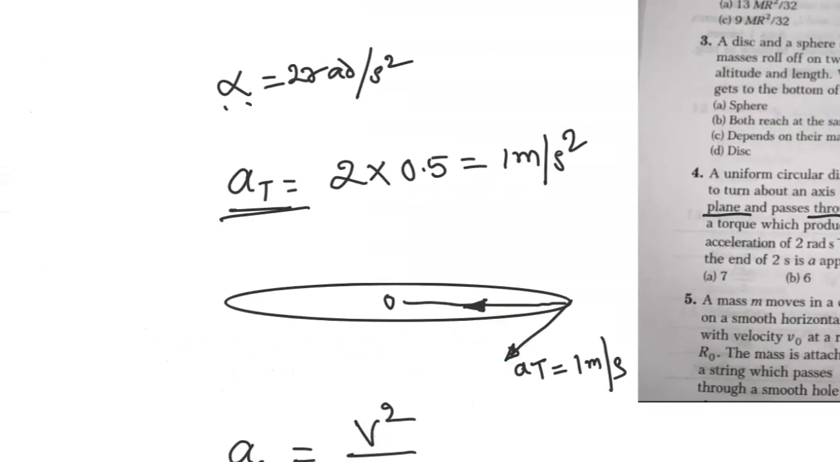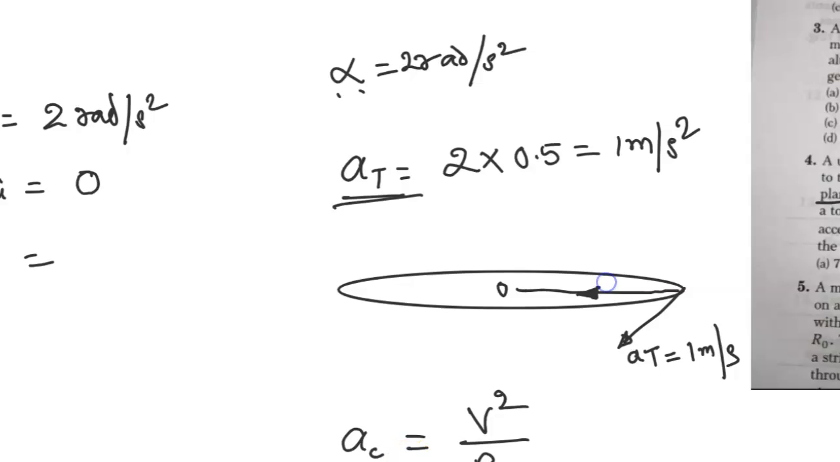First we have to list out what is given. We have given alpha, alpha is 2 rad per second square. We have given omega initial, because it starts from rest. Time is also given here, 2 seconds. What we want is omega final. From omega final we have to calculate V.